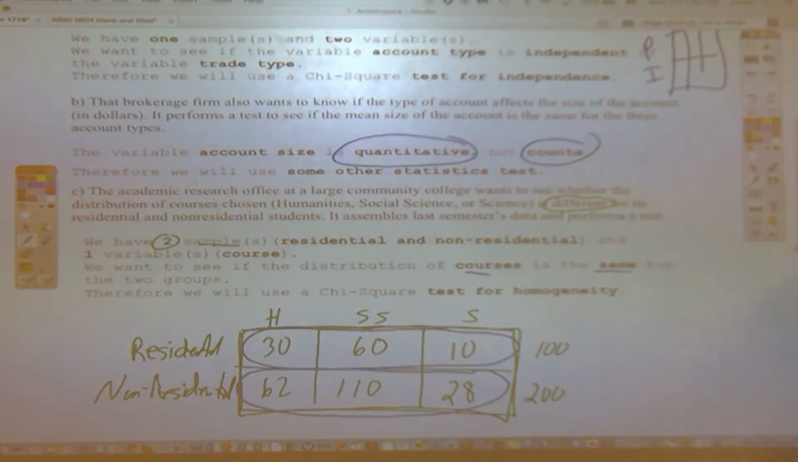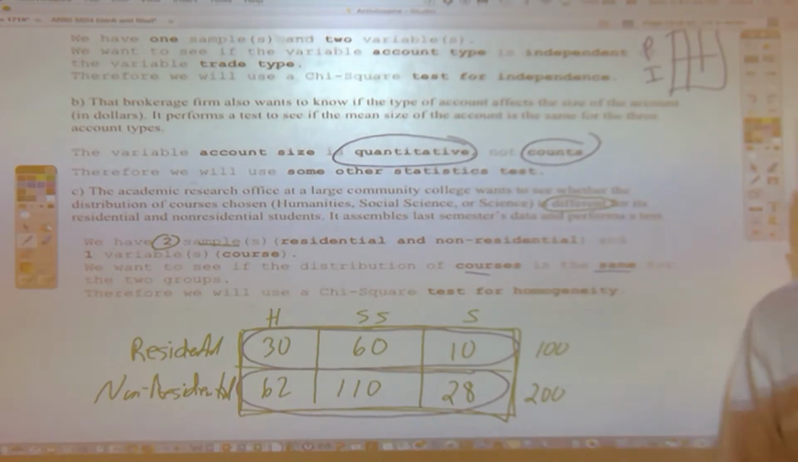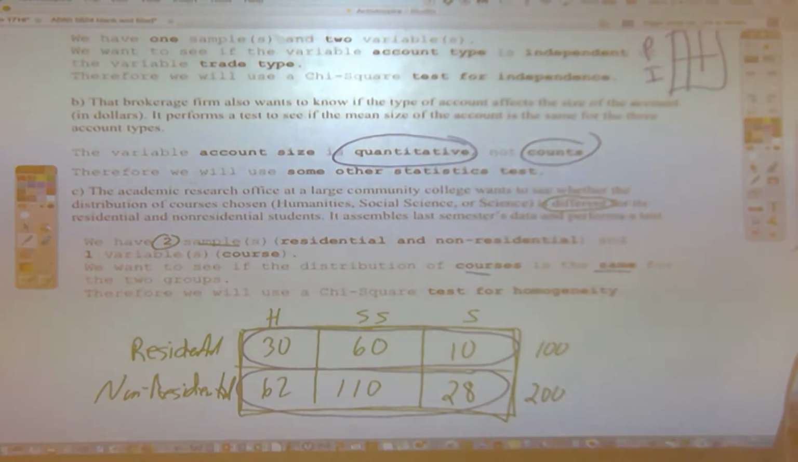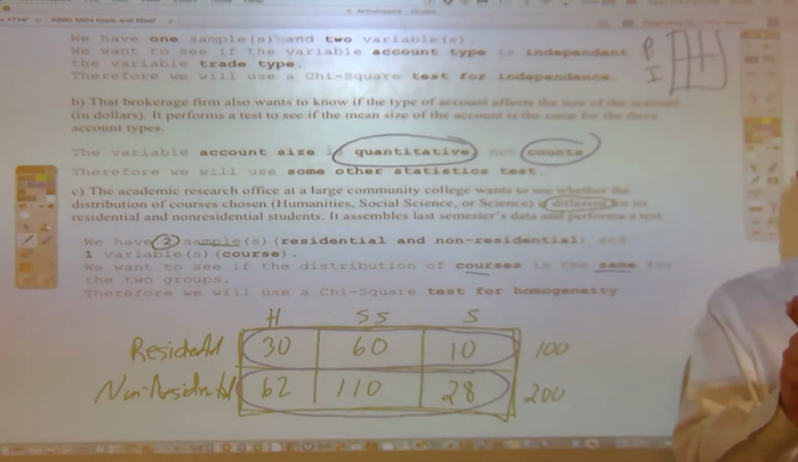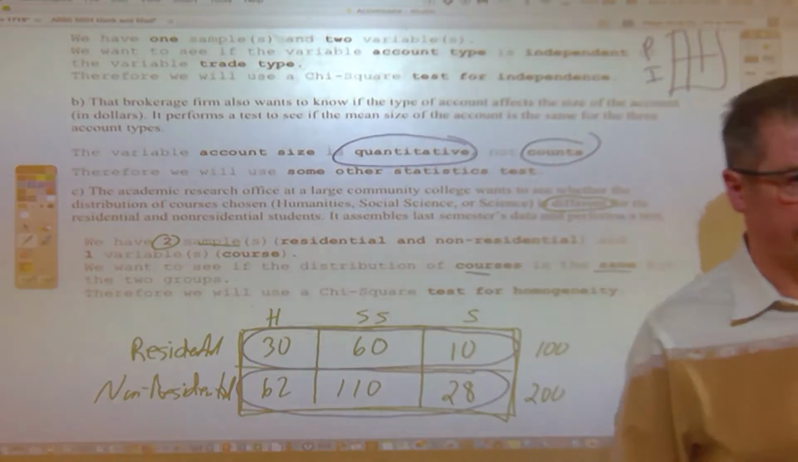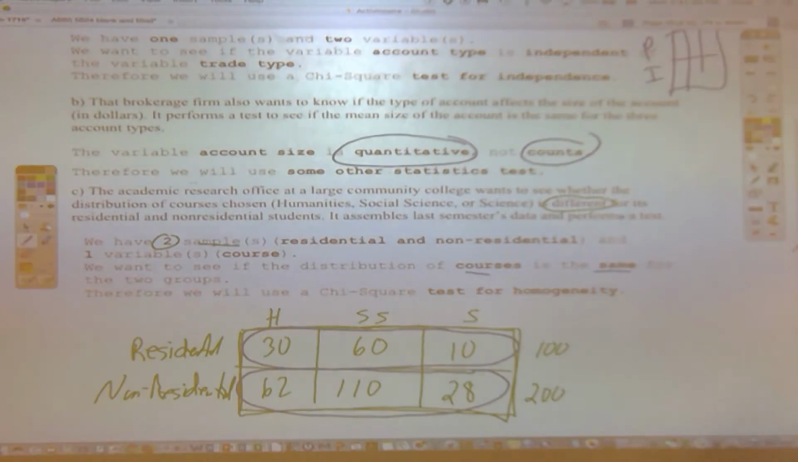So that wraps up page 3 of this handout. Let's pause here. Any questions on how to decide whether you're dealing with a chi-squared test for independence or a chi-squared test for homogeneity? We haven't looked at goodness of fit yet, so we still have to get to the chi-squared test for goodness of fit. Yeah, question?